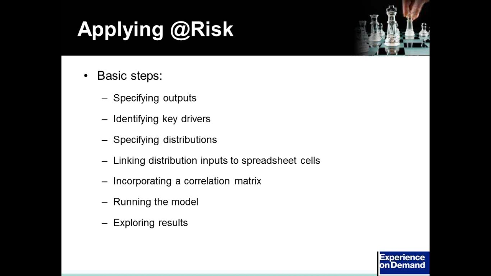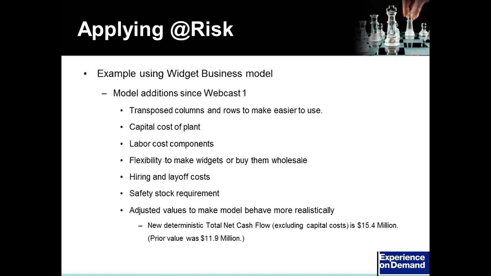So in terms of applying @RISK, the basic steps that I want to cover are, number 1, just specifying outputs that are of interest, identifying key drivers. We'll do that with TopRank, another DecisionTools suite component. Specifying distributions, linking those distribution inputs to spreadsheet cells, which provides greater flexibility. Incorporating a correlation matrix, running the model, and then exploring the results. And to do this, we're going to go back to our widget business model that we covered in webcast number 1.